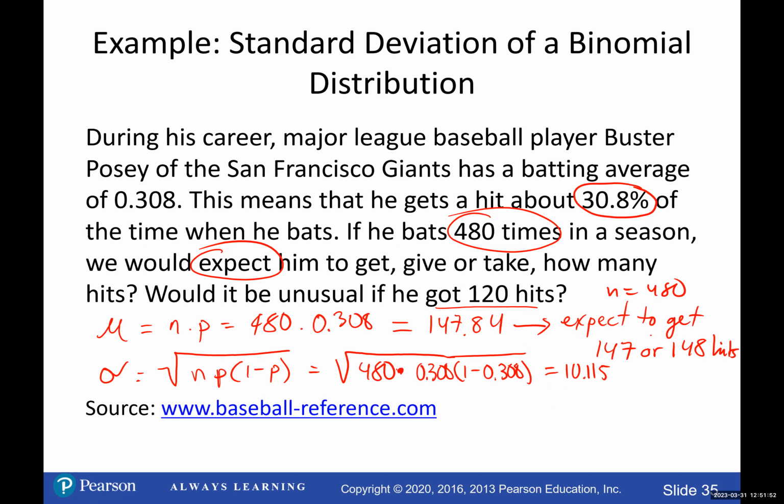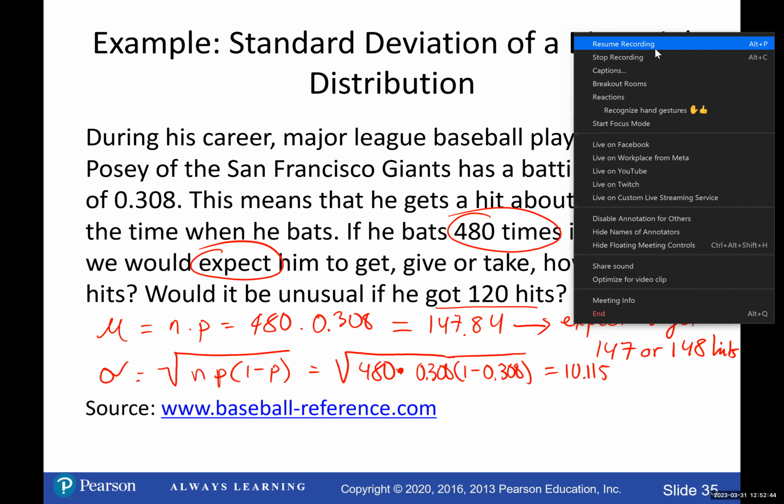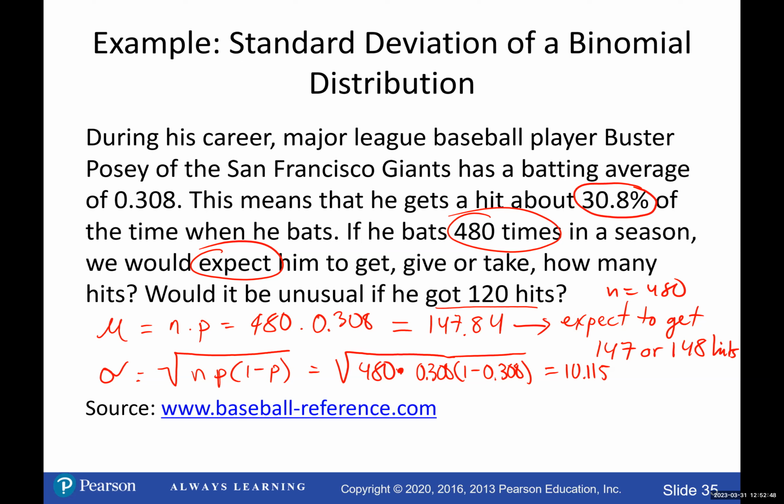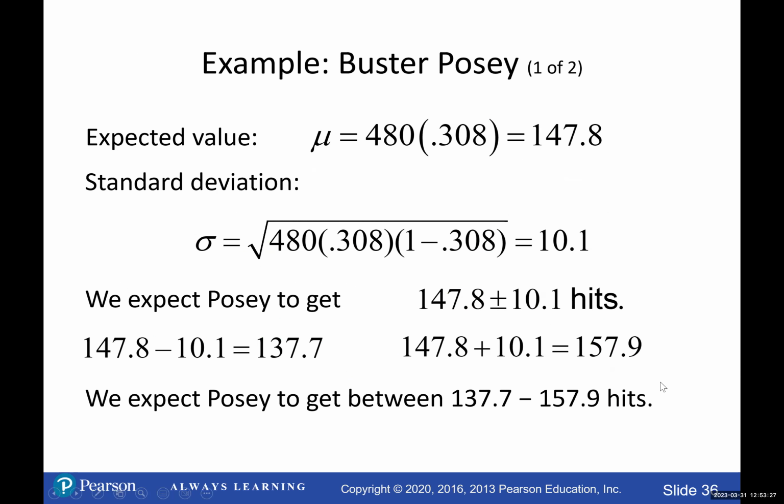Now you can think about finding the mean plus and minus two standard deviations, or actually you can just find the z-score for 120 hits to check if it is more than 2 or less than -2, and say if it is unusual or not. Let's take a look at the solution. First the expected value, here we go. Standard deviation, here we go.